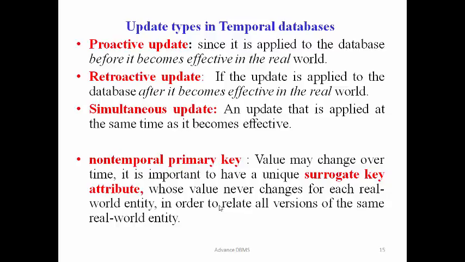And one major thing in temporal databases is the surrogate key attribute. In common relational databases we use the primary key. Here we consider it a non-temporal primary key, because that primary key value may change over time, and it is important to have a unique number. But in temporal databases we use the surrogate key. It consists of a key value with time, whose value never changes for each real world entity, in order to relate all versions of the same real world entity values.